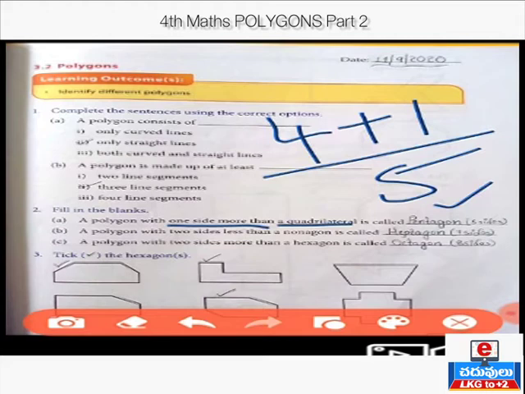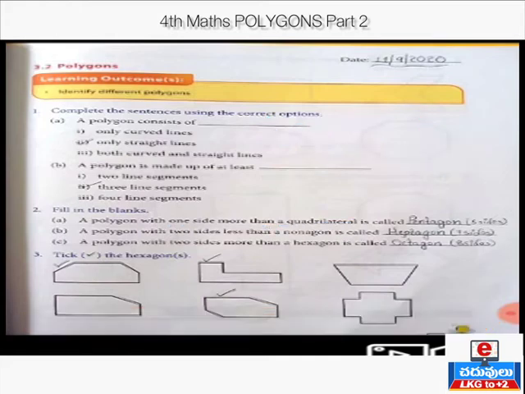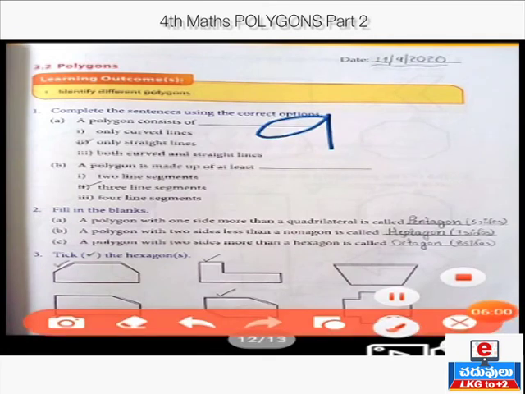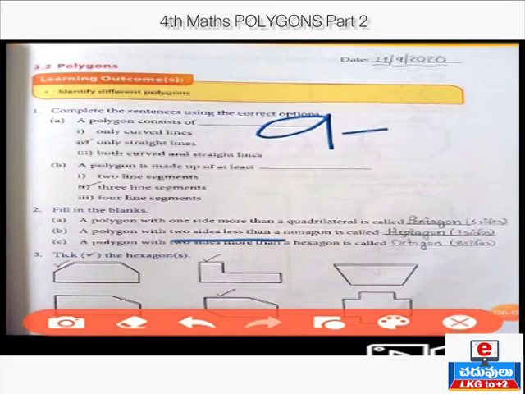Coming to B1. A polygon 2 sides less than the nonagon. Nonagon means 9. 2 sides less than means minus. 9 minus 2 is how much? 7. A 7-sided polygon, as you saw in the previous diagram, is a heptagon. Understand, children?